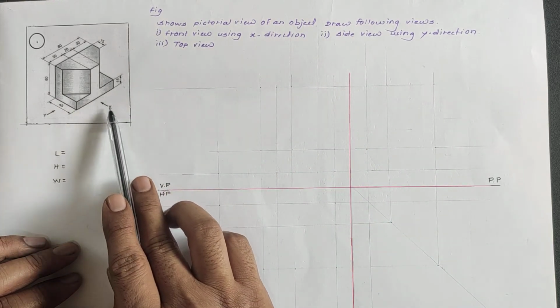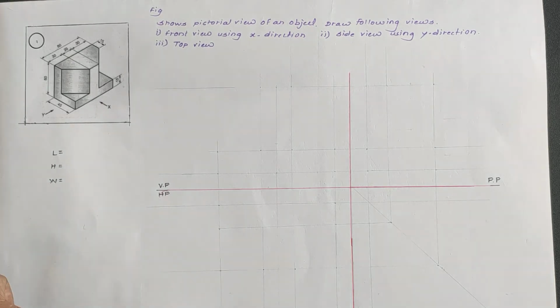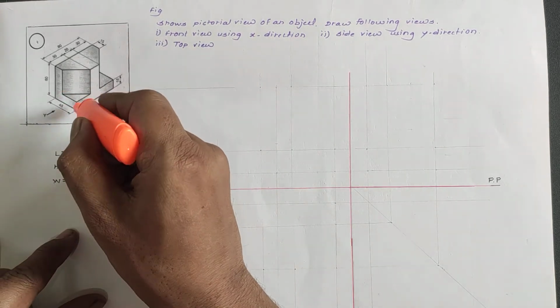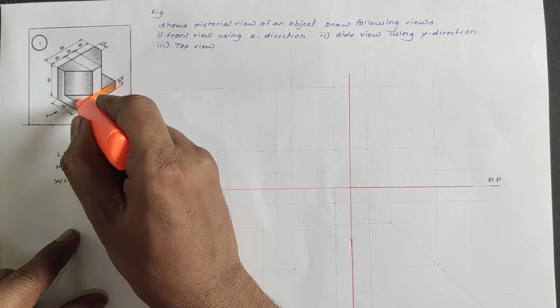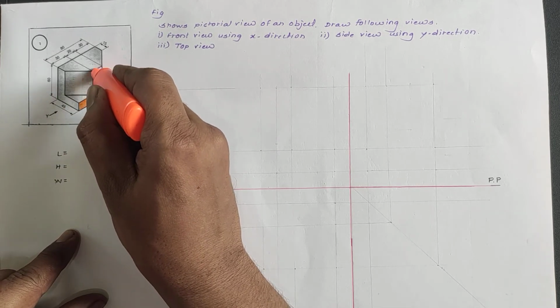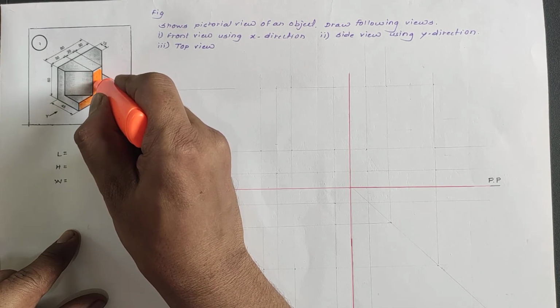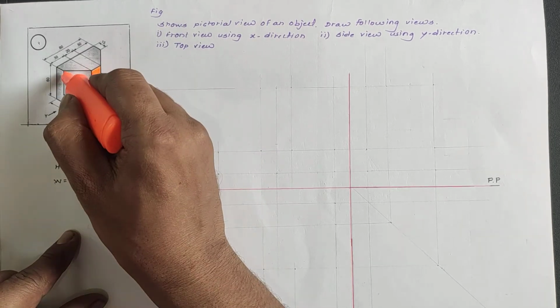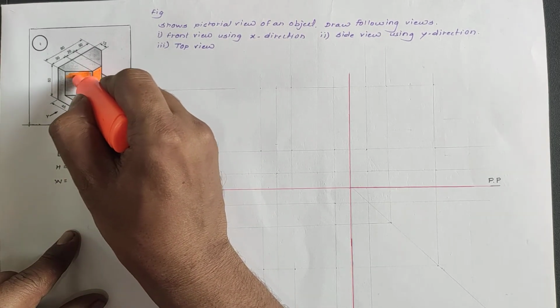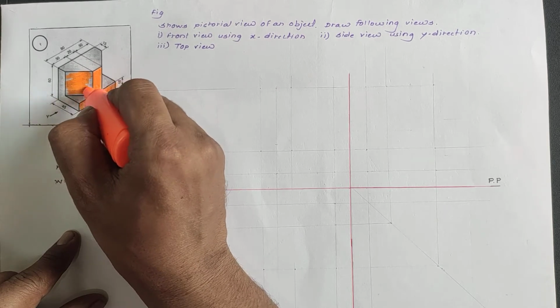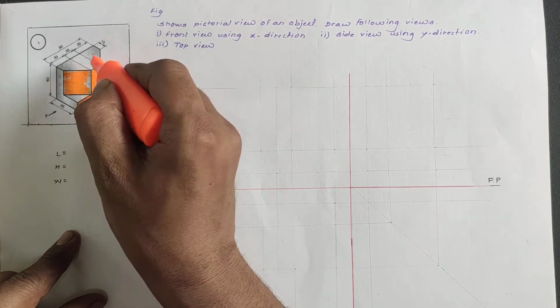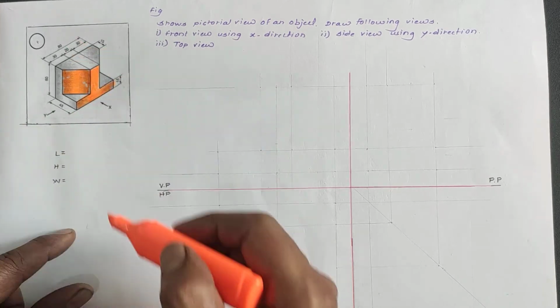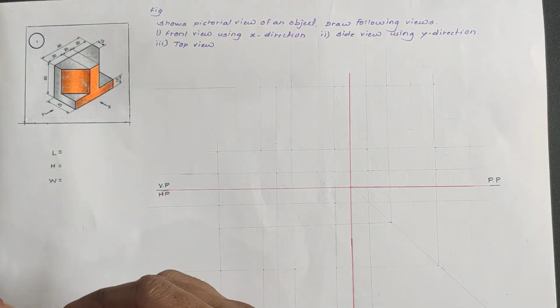So you can see this figure with x direction. The highlighted portion we can see in the front view. This is the front view portion. You can see from x direction, and this inclined part also we can see in front view. Okay, this portion you can see in front view.